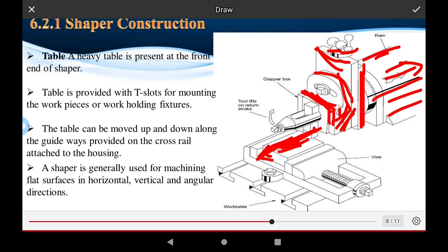Okay, and the tool is moved in the backward direction. The ram moves in the backward direction. This is the return motion, also known as the return stroke. Another name for this return motion is the idle stroke of the machine. This is the return motion, and this motion of the tool is the forward motion.